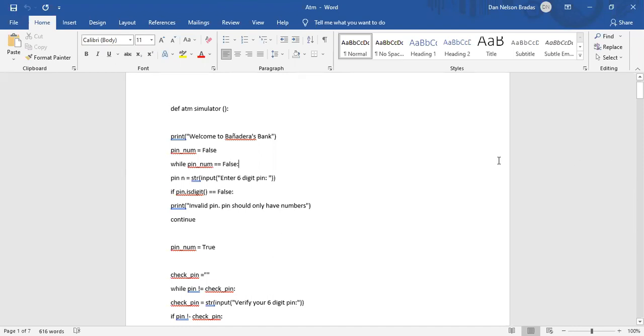So good evening, and here we are again. We're going to present the ATM simulator. The first thing we see here is print: Welcome back to Bañadera's Bank.